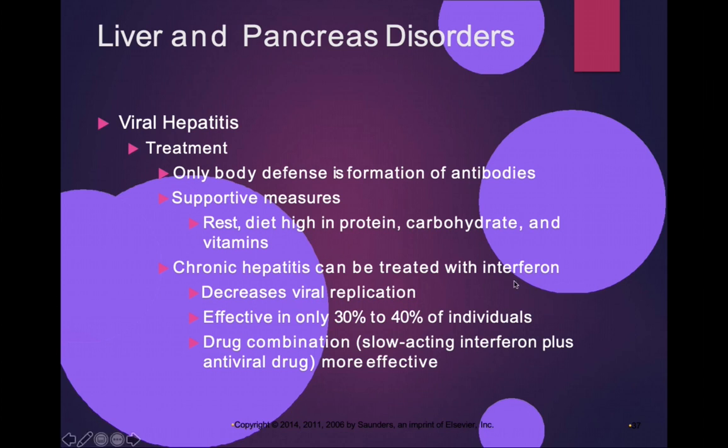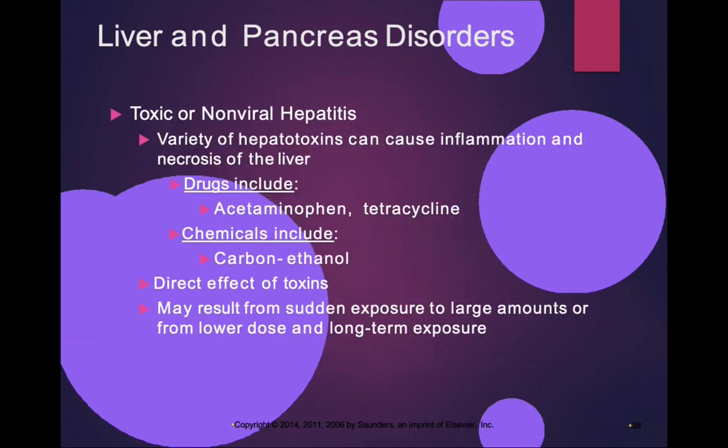Chronic hepatitis can be treated with interferon. It decreases viral replication, but it's only effective in 30 to 40% of individuals, so they'll typically use a drug combination, interferon plus antivirals. They feel that that's a little bit more effective.